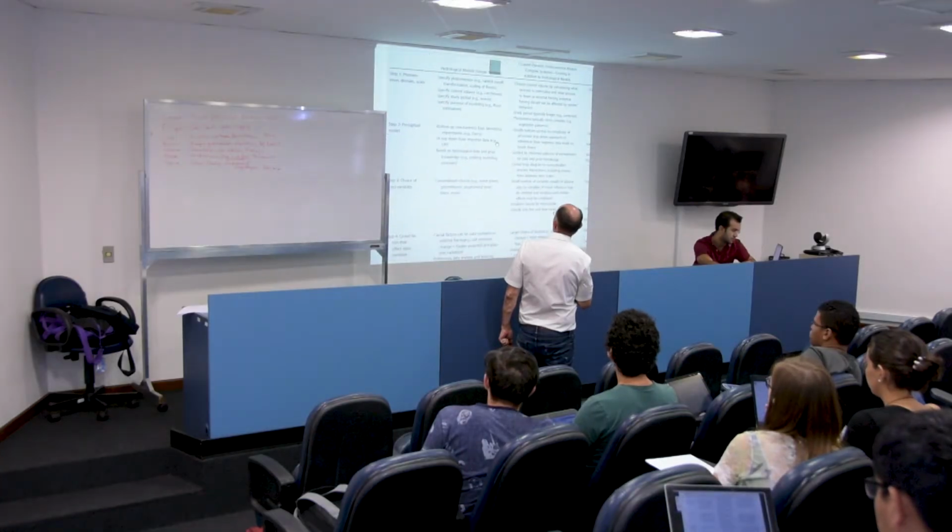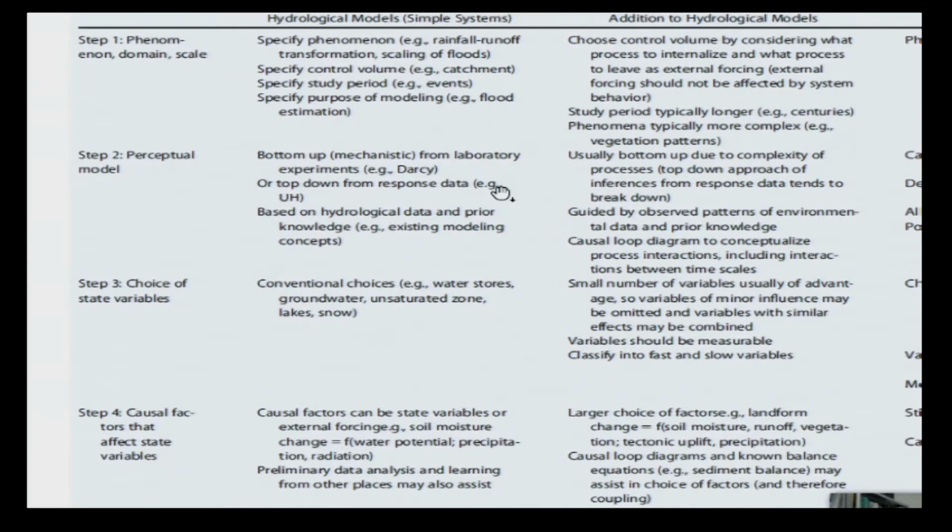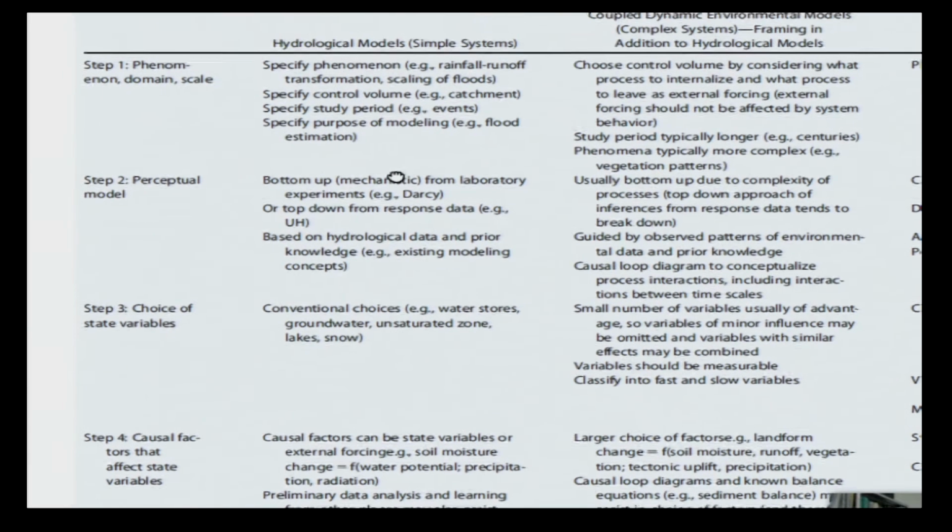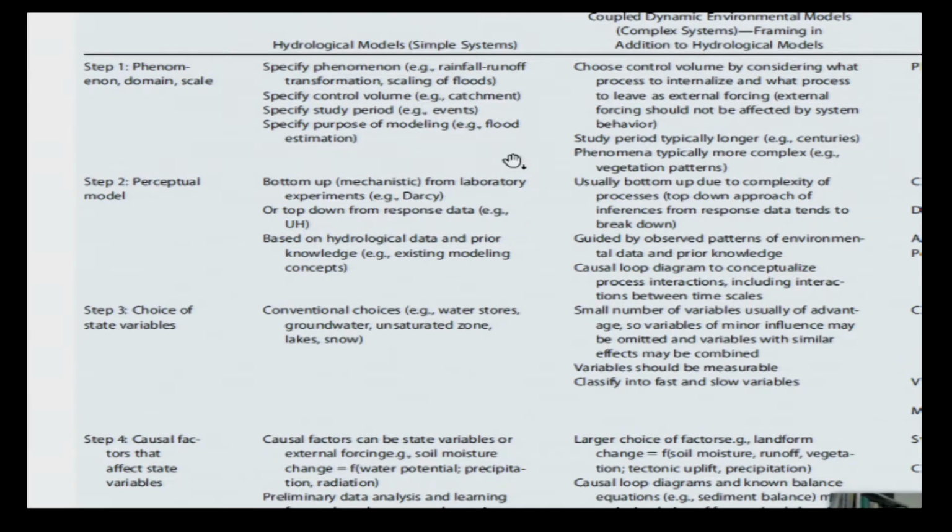Can you bring up the table, please? So we can read it. Very good. If you magnify it, please. So, step one: phenomenon, domain, scale. Specify the phenomenon, for example, rainfall, runoff transformation, scaling of floods. Okay, we did this first step. The first 2 lines we've done already. We have another 100 lines to go. Let's do the second step.